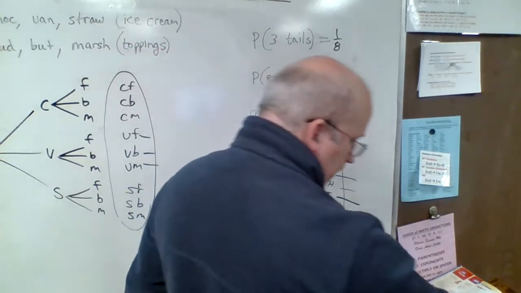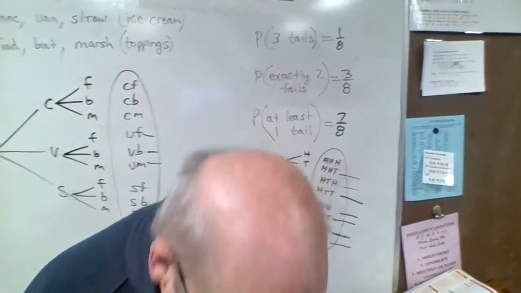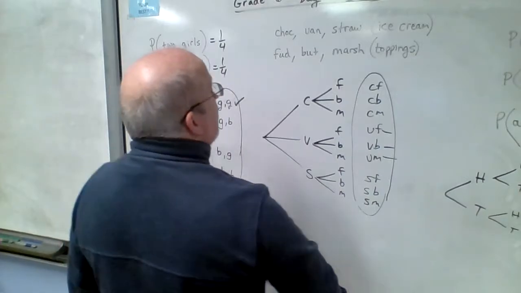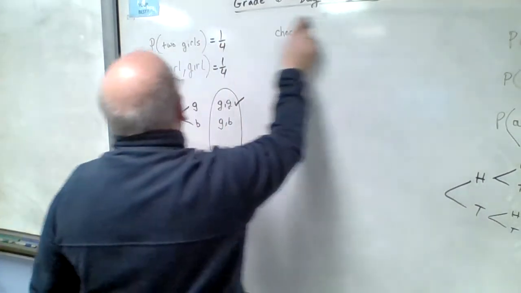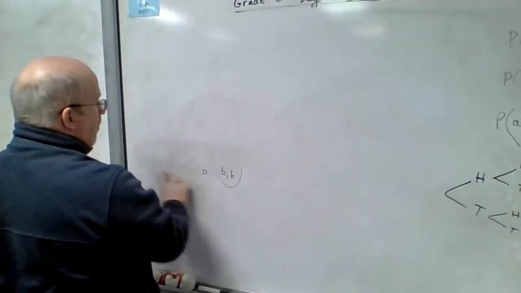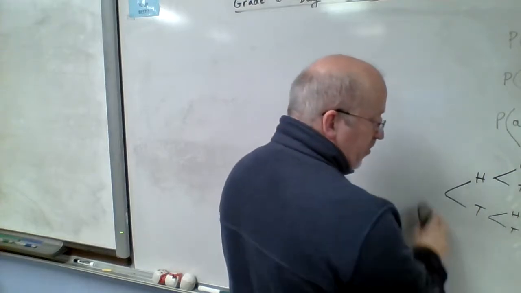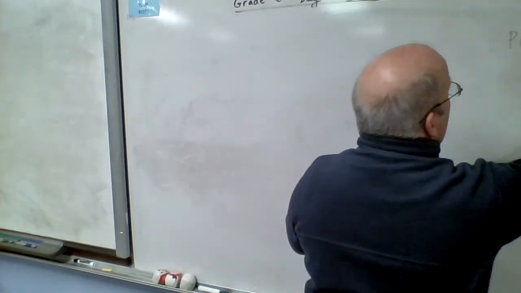Let's take a look at some of the problems that are on 376. I'm going to start with problem number 3 on 376. Follow along in your textbook as you look at the board up here. Problem number 3 says, the spinner is spun twice. Draw a tree diagram to represent that situation.